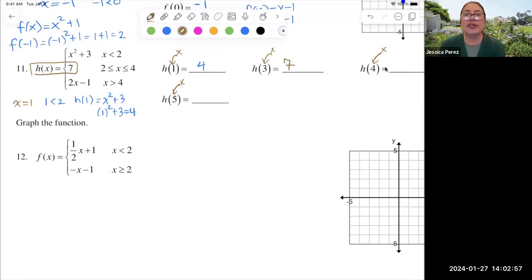Lastly, 4. Okay, so this is interesting because x equals 4. Is 4 greater than 4?